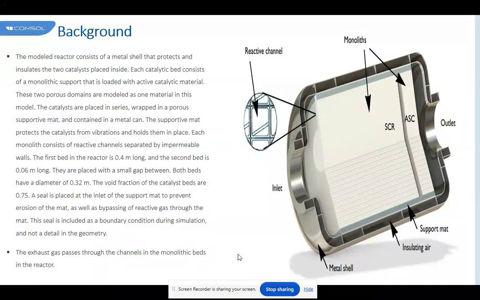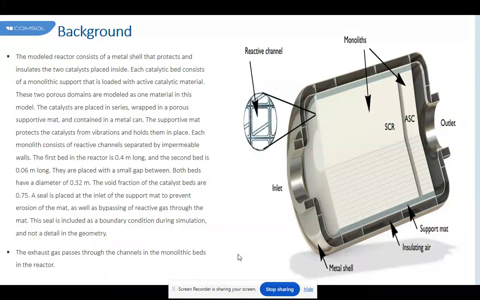The void fraction of the catalyst beds is 0.75. A seal is placed at the inlet of the support mat to prevent erosion of the mat as well as bypassing of reactive gas through the mat. This seal is included as a boundary condition during simulation and not a detail in the geometry.